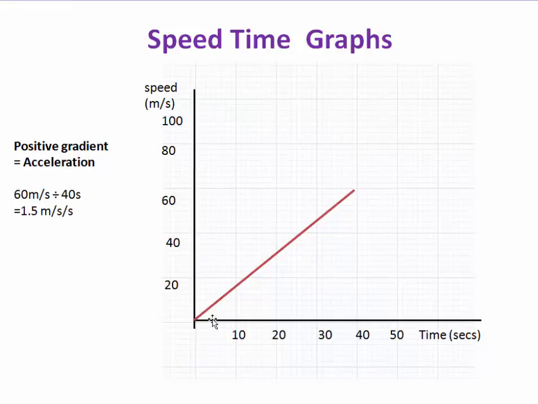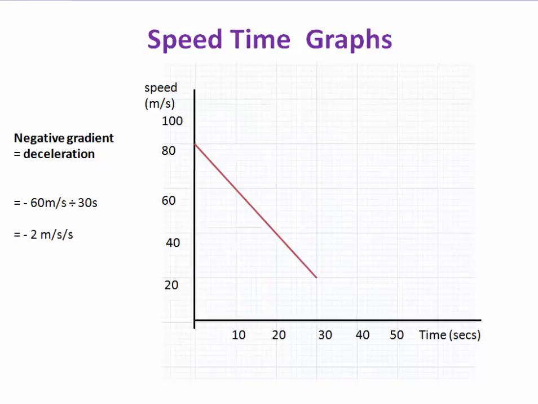A positive gradient is an acceleration, so we're increasing in speed all the time, so we're accelerating. So if we work out for this, this is 60 meters per second, and we divide that by 40, so this gives us 1.5 meters per second squared as the acceleration. Okay, so we work out the gradient. So the gradient is the rise over the run, or this line, which is the y over the x.